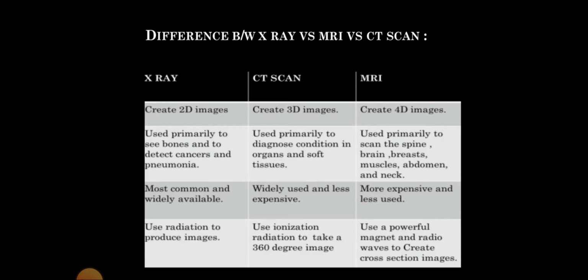And when we consider CT and MRI, they are more expensive, and CT is widely used, but MRI is less used. When we compare the expense, it is more in case of MRI. X-ray uses radiation to produce images. CT also uses ionizing radiation to take the image, and MRI uses powerful magnets and radio waves to create the images. That is the main difference between X-ray, MRI, and CT scan. When we compare the three, these are the major differences.